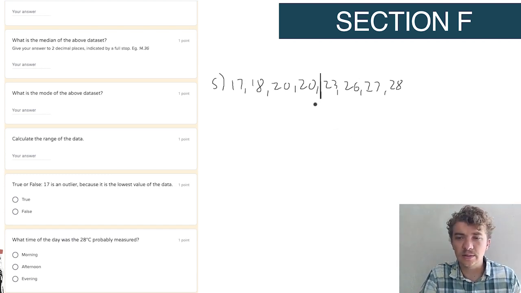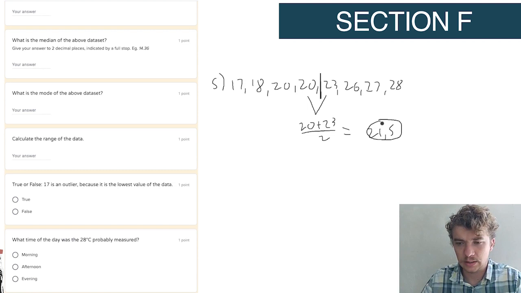Now the rule we use, if there's an even number, which means we're not selecting a specific point, is you calculate the average of the 2 points in the middle. So it's 20 plus 23 over 2, and then that would be equal to 21.5. That's your median, 21.5. Okay, and then the next question, what is the mode of the data set?